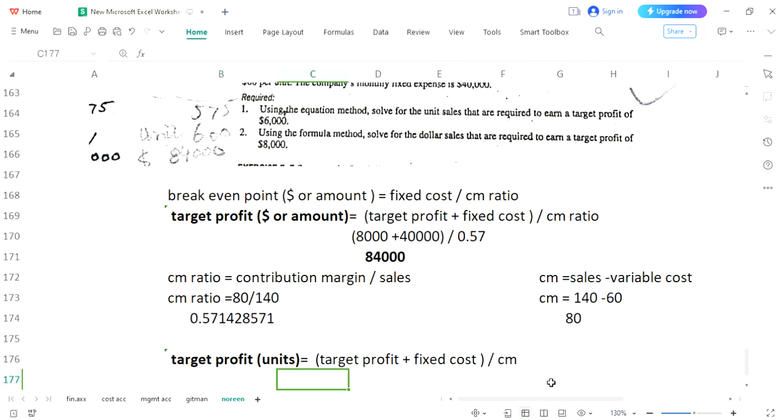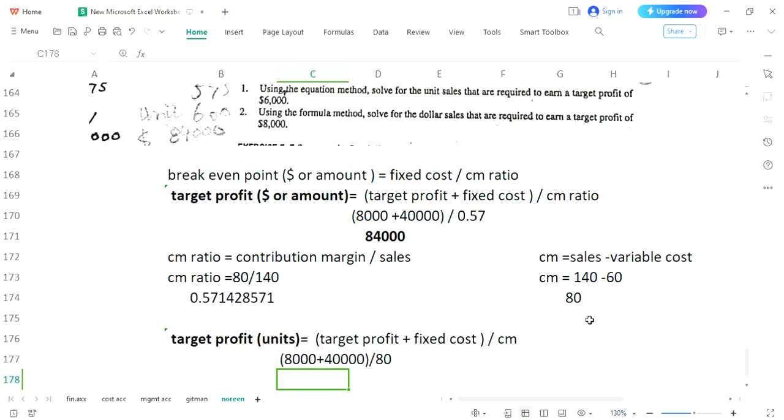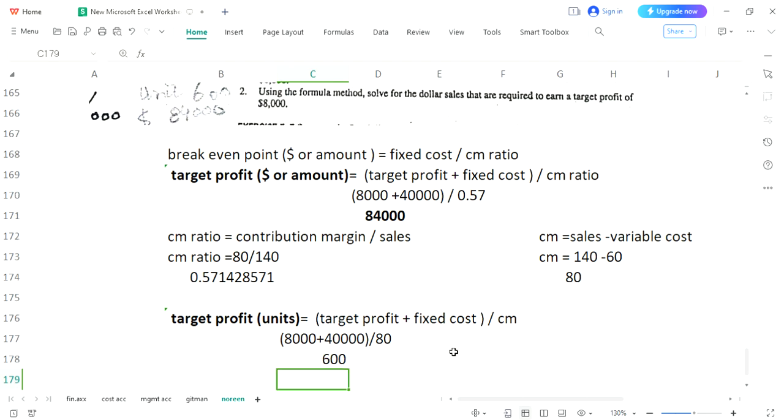Again, you will put your values. Target profit was 8,000. Start your bracket first. 8,000. Then add your fixed cost, which was 40,000. Bracket close, divided by CM. Simple CM you have calculated over here, which was 80. So put 80 over here. Statement completed. It's time to write it on your calculator. 8,000 plus 40,000, divide it by 80. So here your per unit has also arrived.